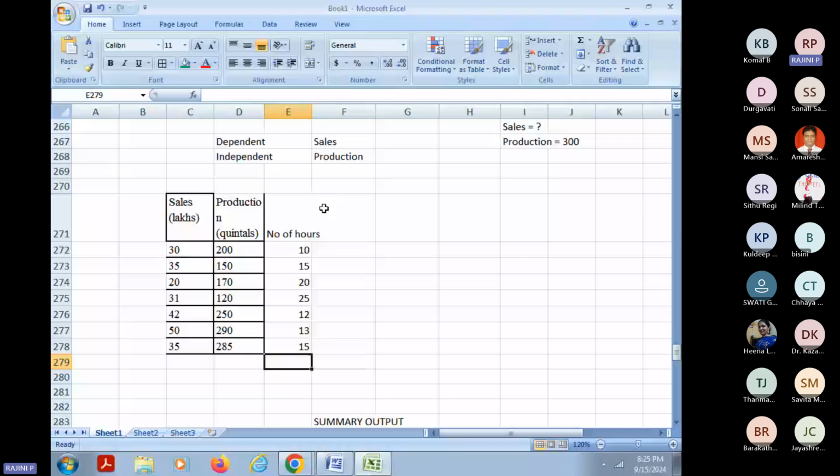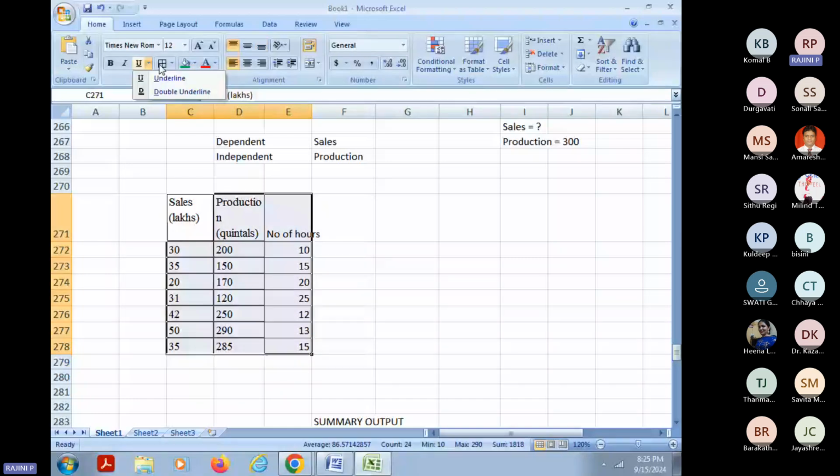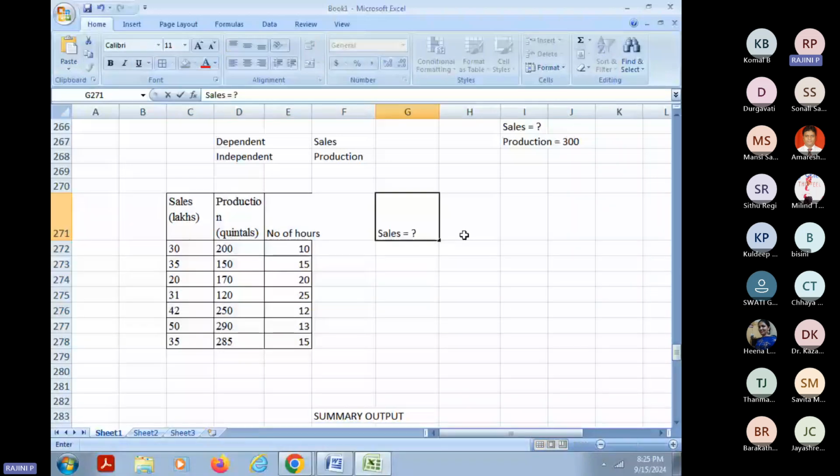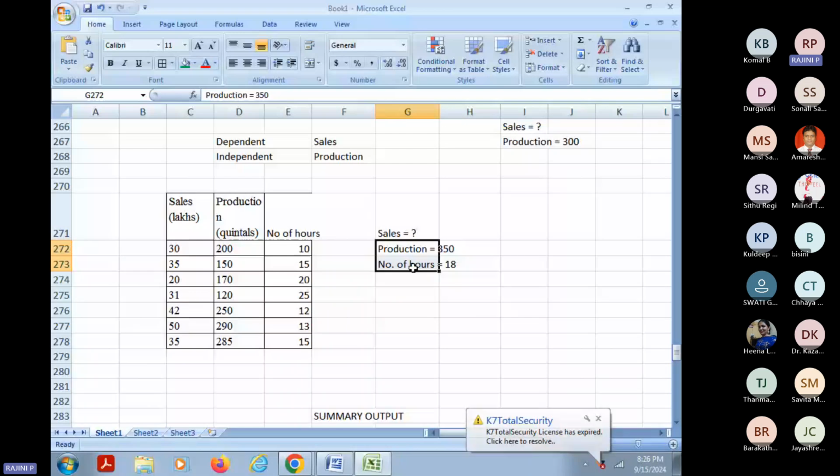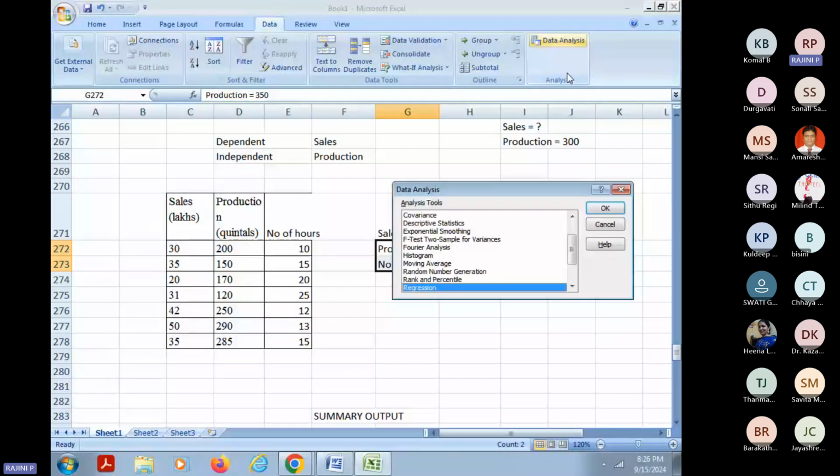Now in this case, I need to find sales based on production, for example, 350 quintals, and number of hours equal to 18. So you need to find sales based on two independent variables, right? In this case we use multiple regression. How can we do it? Same thing: go to Data, then Data Analysis, Regression.